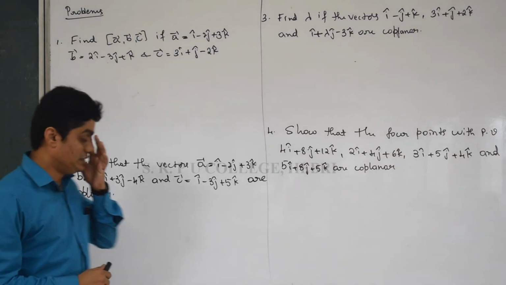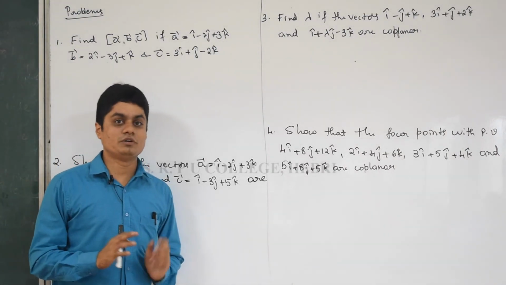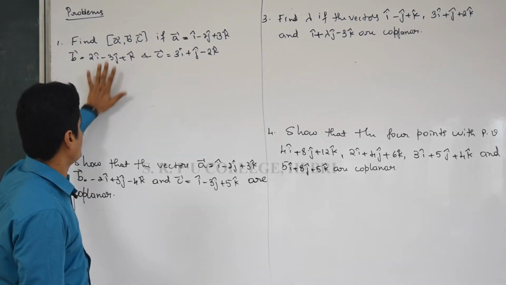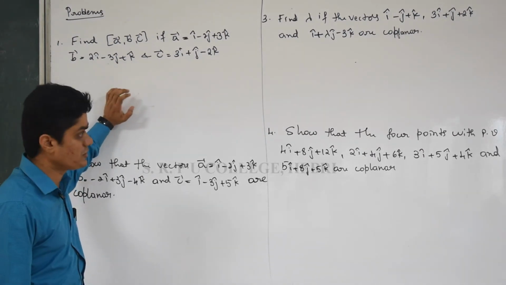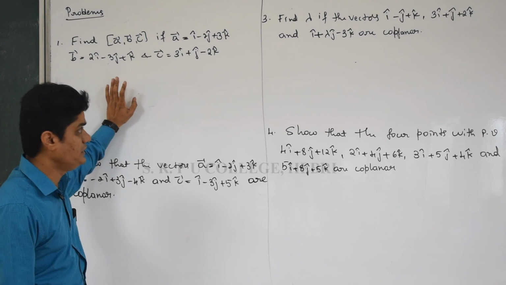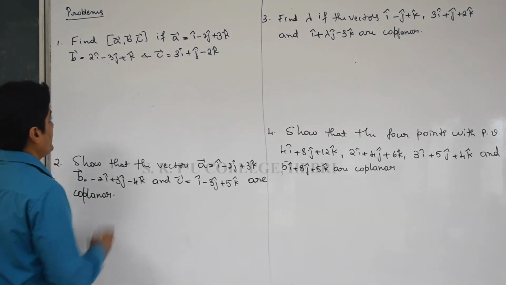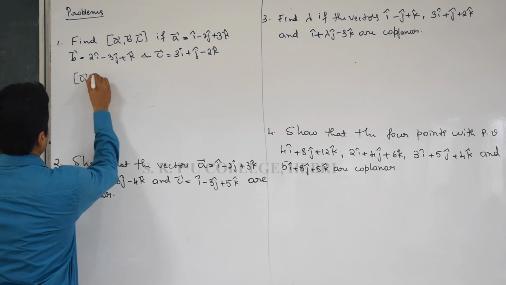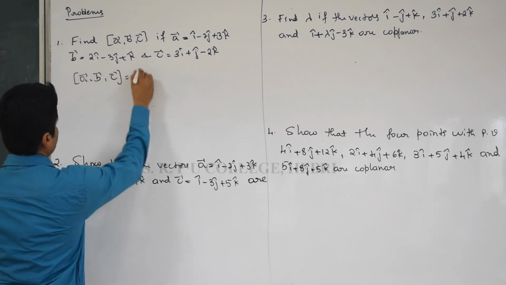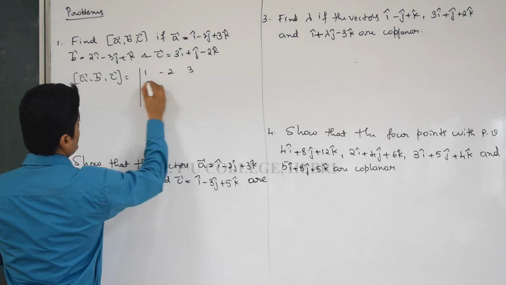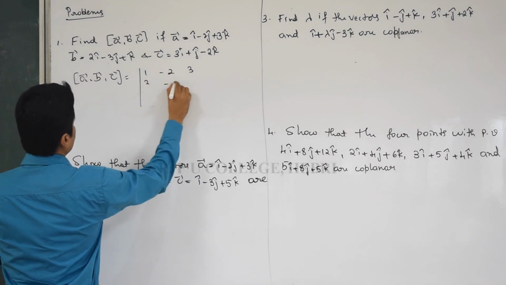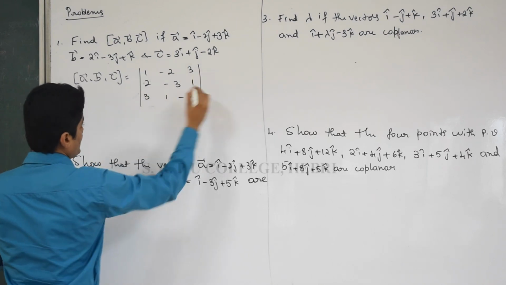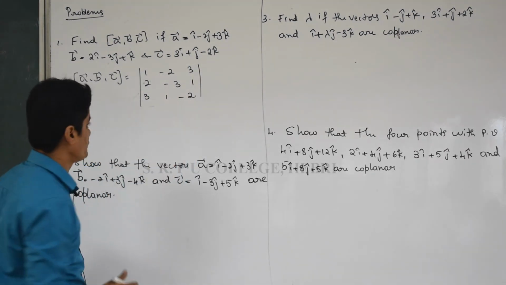Okay, so we learned properties of scalar triple product. Now problems. So this is the last exercise in vectors, remember that. First question, we have to find the scalar triple product. Already explained this concept with an example, so I'll repeat the same explanation. We need the scalar triple product of 3 vectors. As you know, it is nothing but the determinant 1 minus 2 3, then 2 minus 3 1, 3 1 minus 2. I hope you understood now the expansion of the determinant.